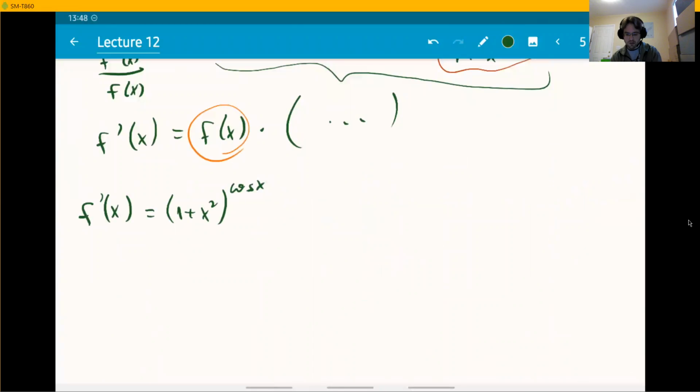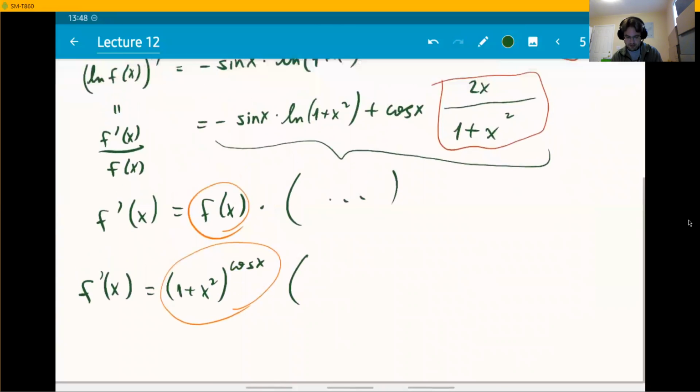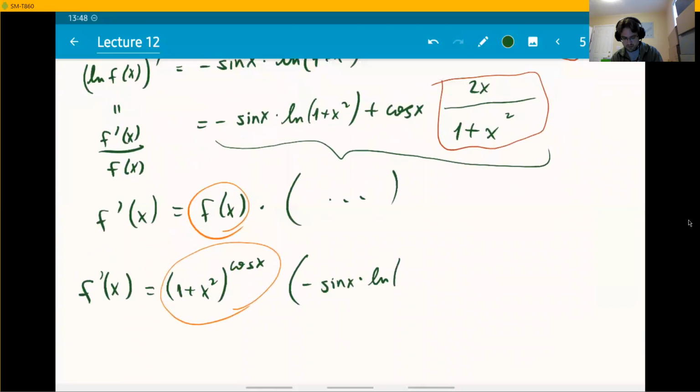So that's f of x times, and now the thing that I wrote as dot dot dot, well, now I'm going to actually write this down. Minus sine times ln of 1 plus x squared plus 2x cosine x. I'm multiplying the cosine inside of the red fraction over 1 plus x squared. I want to check my answer. Yeah, this looks right. That's f prime.